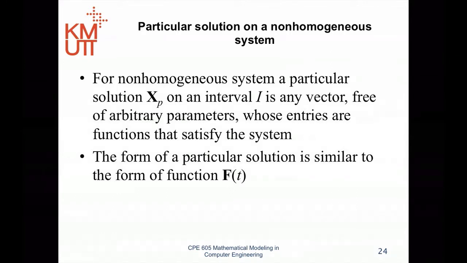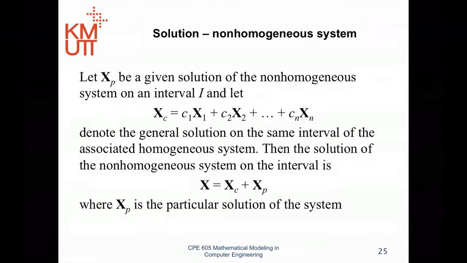A particular solution for a non-homogeneous system can be found by assuming that the particular solution is in the same form as the function f(t), and then testing that assumption by substituting xp into the linear system. The solution of a non-homogeneous system would then be the combination of the general solution and the particular solution.